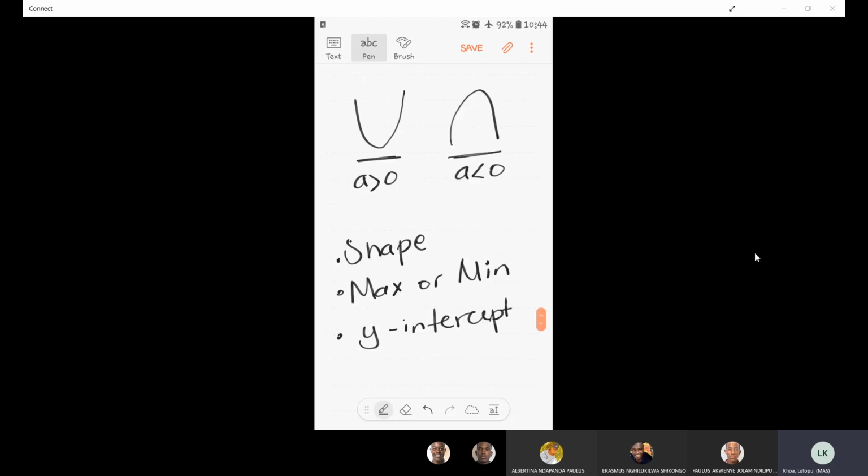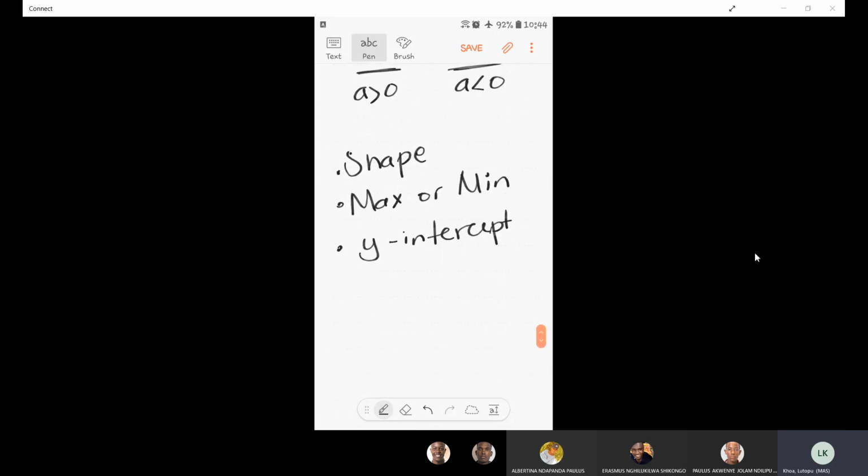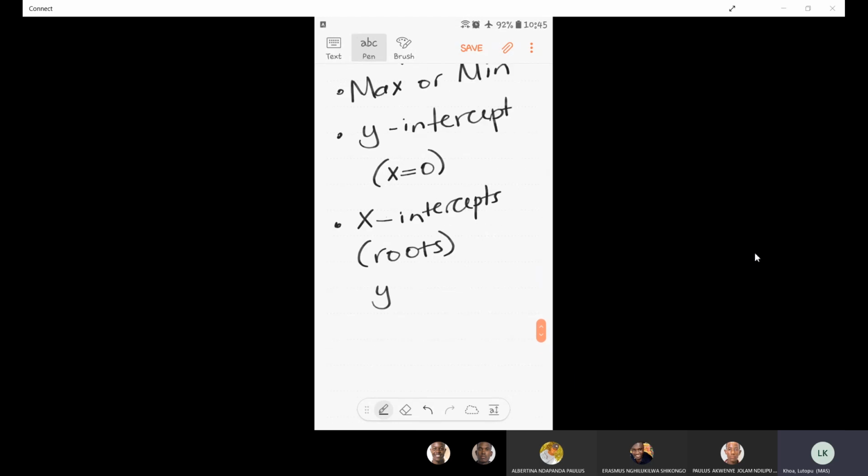Now the y-intercept is where it cuts the y-axis, and we know that at the y-intercept, x is equal to 0. And then we have the x-intercepts. These are also called the roots sometimes, and this is where y is equal to 0. And then the last thing you should indicate on your sketch is the axis of symmetry.